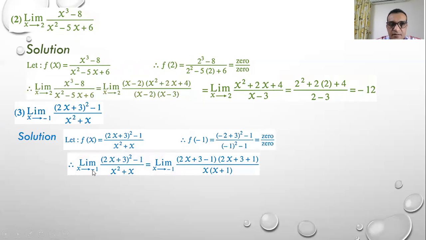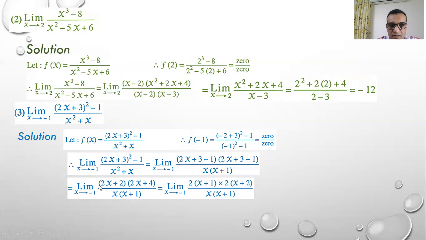Then the limit of (2x plus 3) all to the power 2 minus 1 over x squared plus x equals the limit, and by factorizing the difference between two squares, (2x plus 3 minus 1) and (2x plus 3 plus 1), and taking x as a common factor, we get x multiplied by (x plus 1).